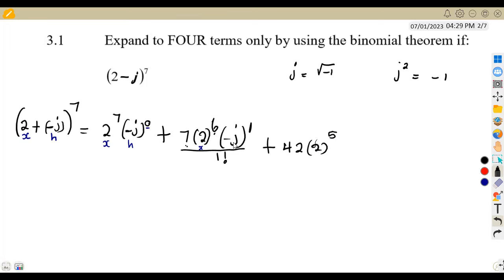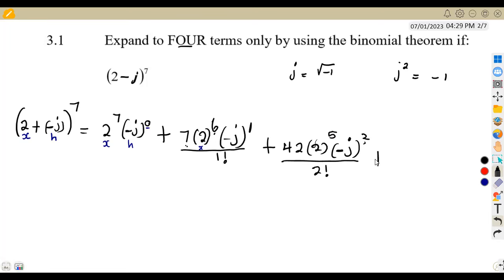The h, which is represented by j, is increasing from 0 to 1. Now it's at 2. So it's minus j to the exponent of 2. Everything over the power that is on h is the one that you use on your factorial. So this is over 2 factorial. How many terms are we having now? 1, 2, 3. Remember, up to 4 terms.